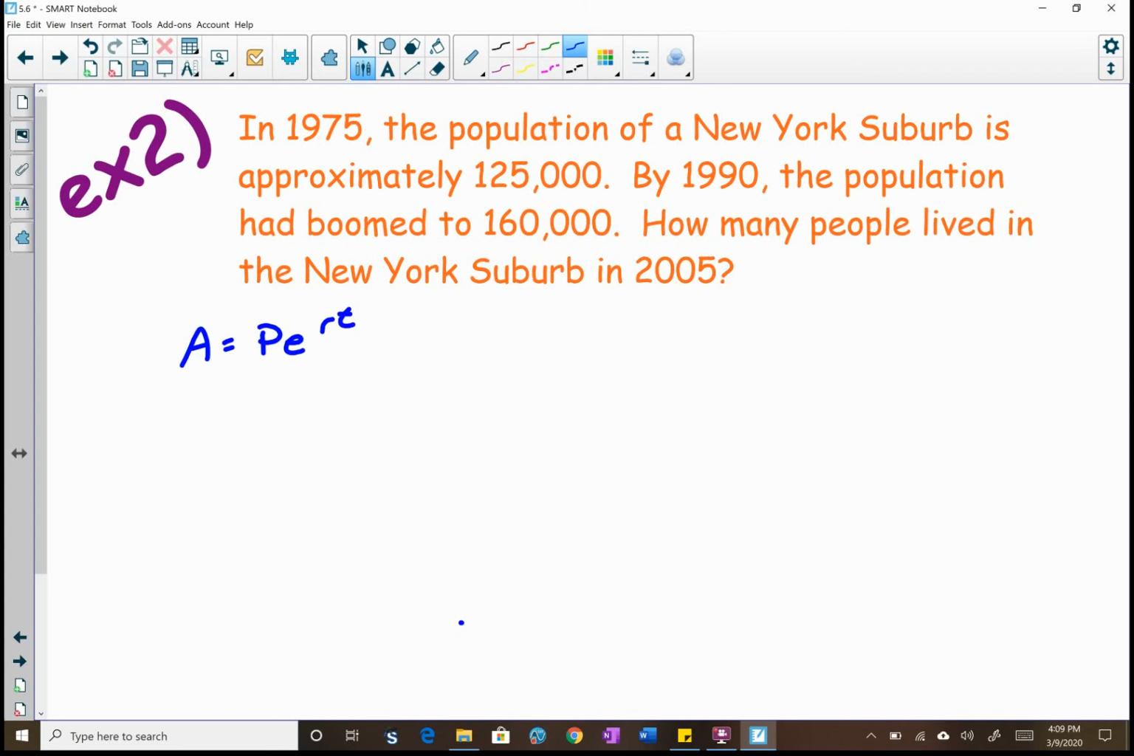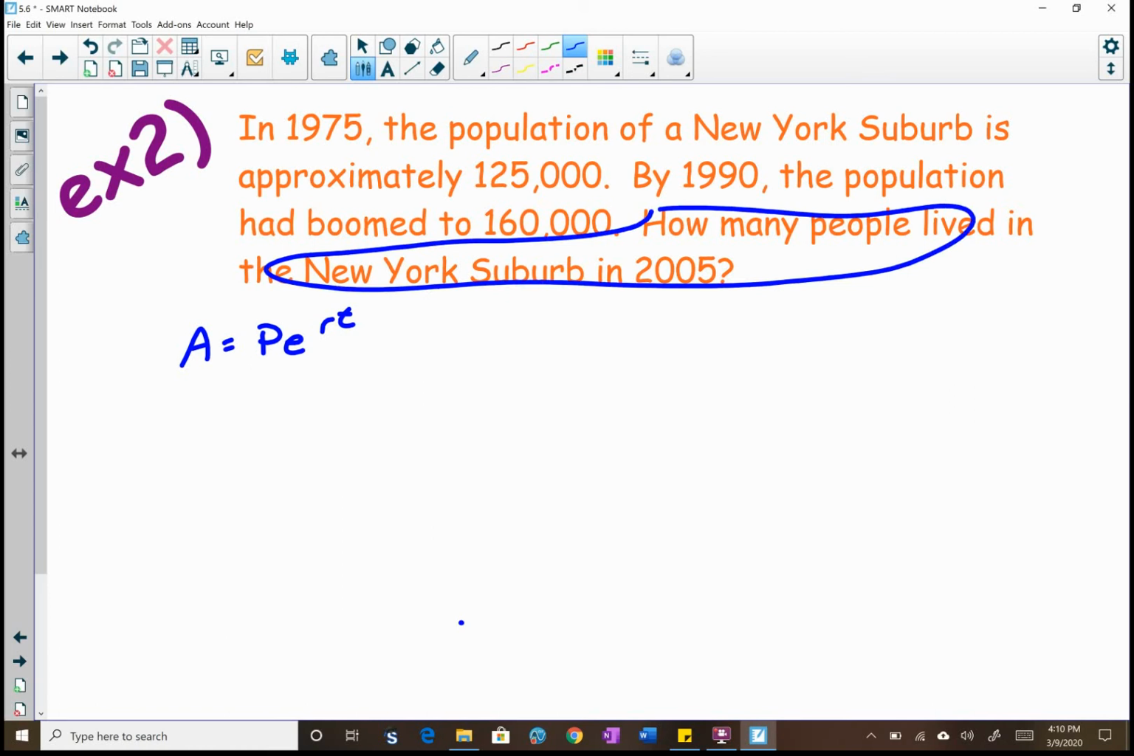It says in 1975, the population of a New York suburb is approximately 125,000. By 1990, the population had boomed to 160,000. How many people lived in the New York suburb in 2005? Okay, notice they do not tell me the rate, which means I'm going to ignore this final question for now. I'm just going to focus on finding the rate.